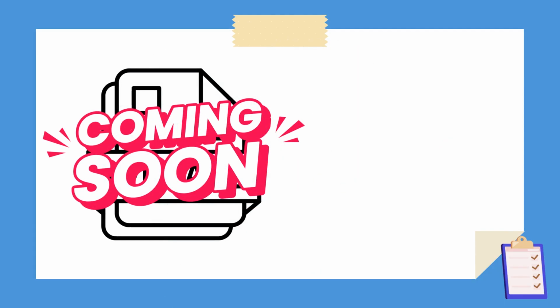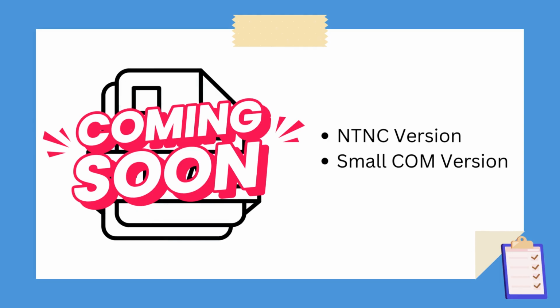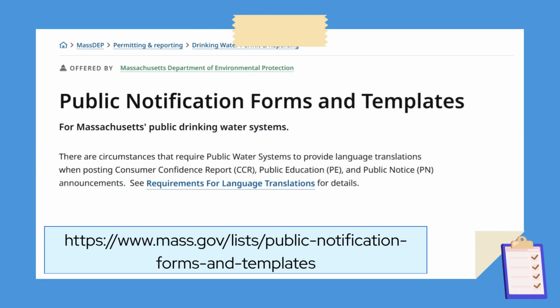MassDEP Drinking Water Program will also be releasing versions of the Tier 1 public notice for NTNC systems and small community systems serving only one or a few buildings, like apartments and condominiums. These templates will be featured on the MassDEP Drinking Water Program Public Notification Forms and Templates webpage.